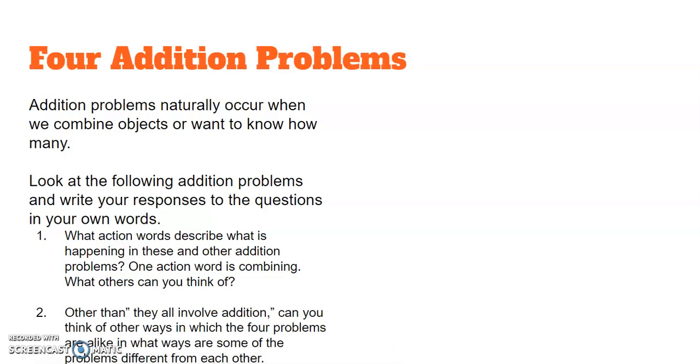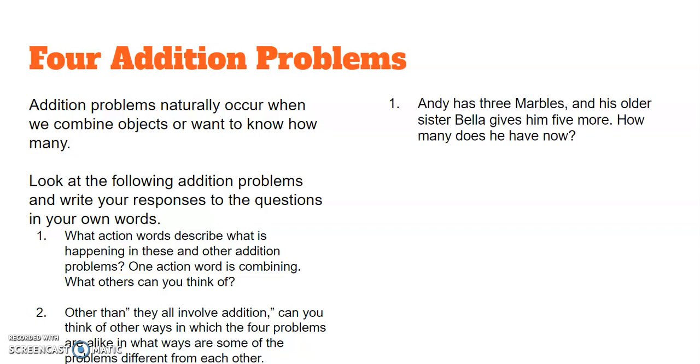And other than they all involve addition, can you think of other ways in which the 4 problems are alike? And in what ways are they different from each other? Problem 1. Andy has 3 marbles, and his older sister Bella gives him 5 more. How many does he have now?